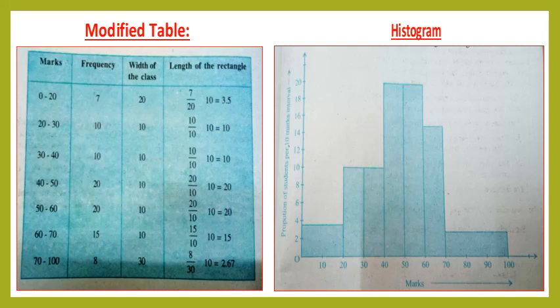Similarly, we can draw the rectangles for the remaining classes also, as given in the figure, without any gaps between the bars. So we get the histogram for the given data, which is given in the slide. So this is the required histogram for the given data.